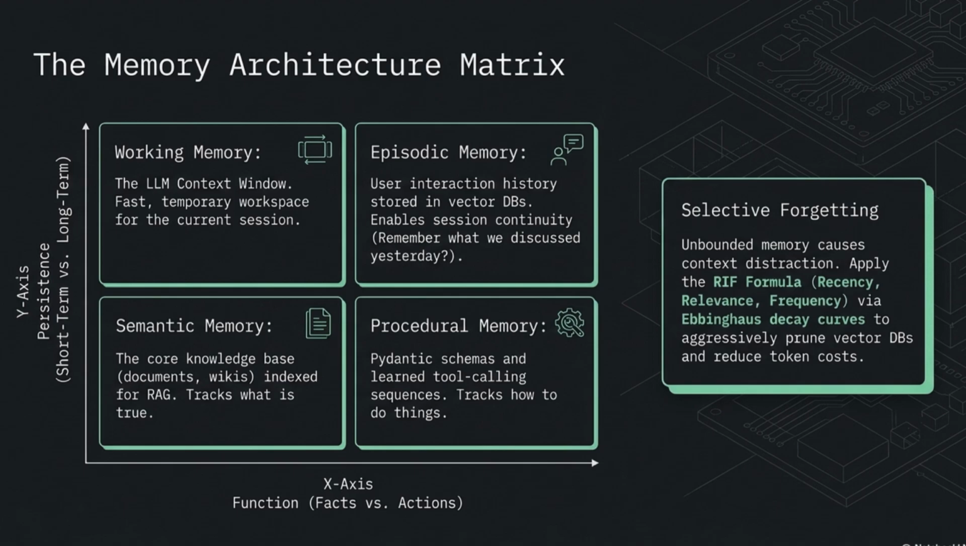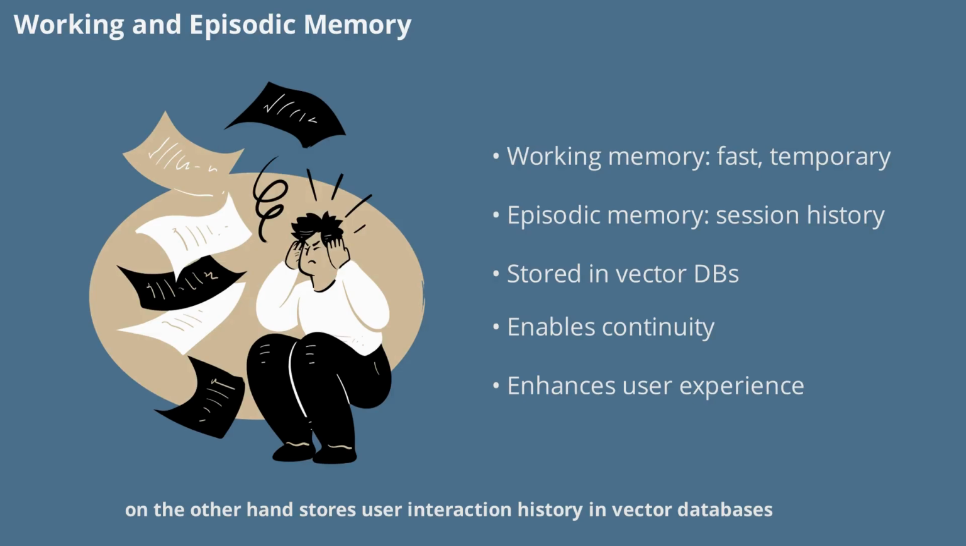Working memory provides a fast, temporary workspace for the current session, allowing the agent to process information in real time. Episodic memory, on the other hand, stores user interaction history in vector databases. This enables the agent to maintain session continuity and remember previous conversations, enhancing the user experience.